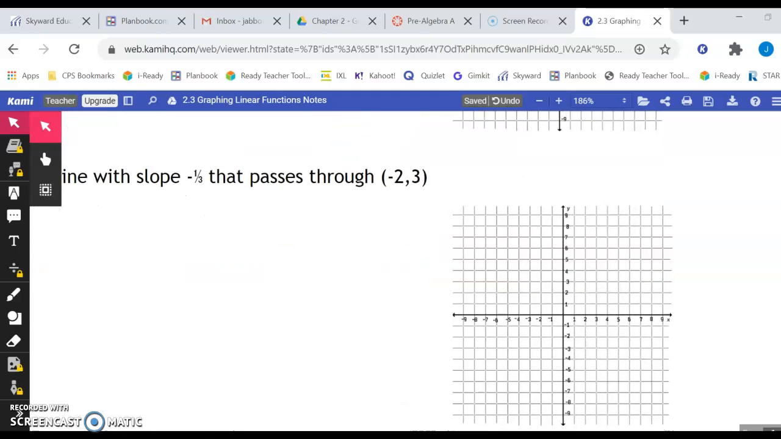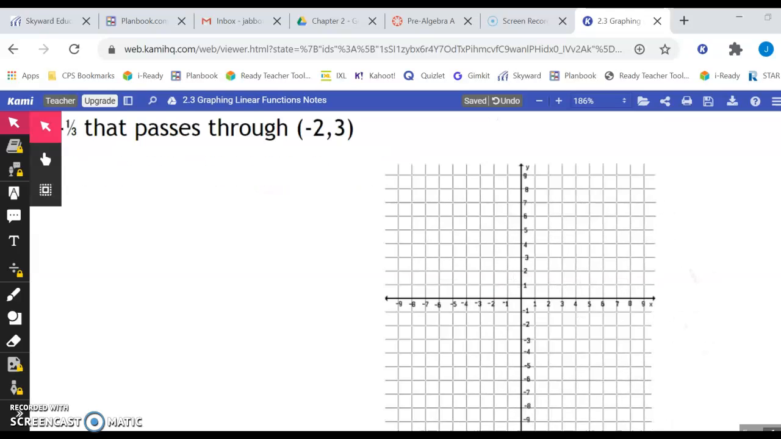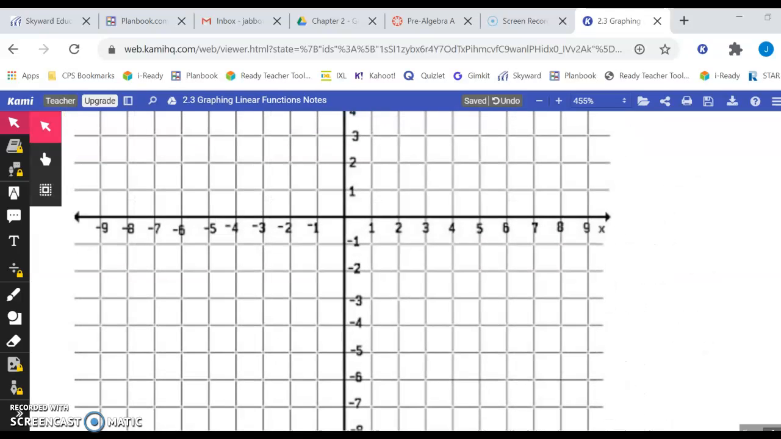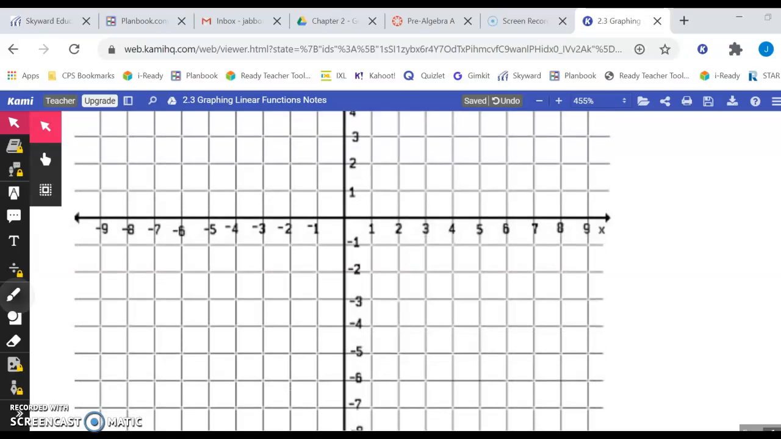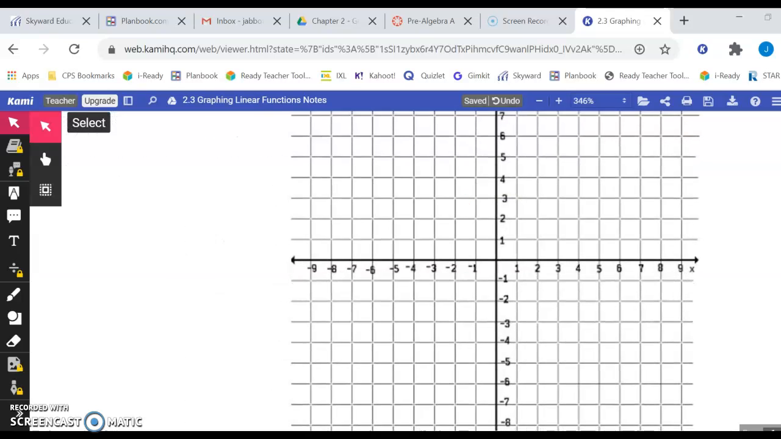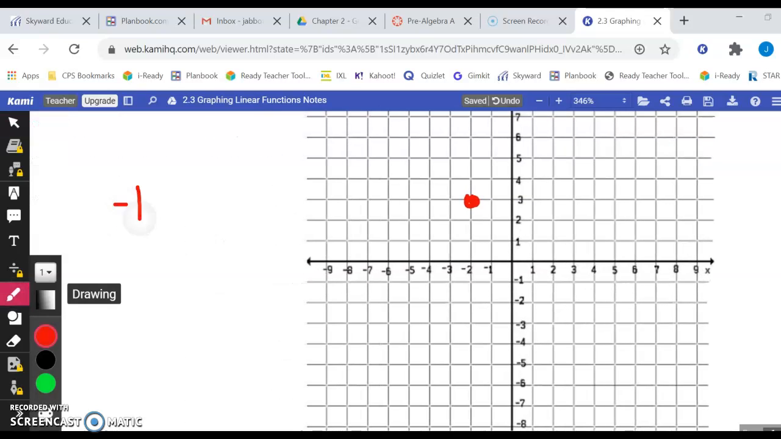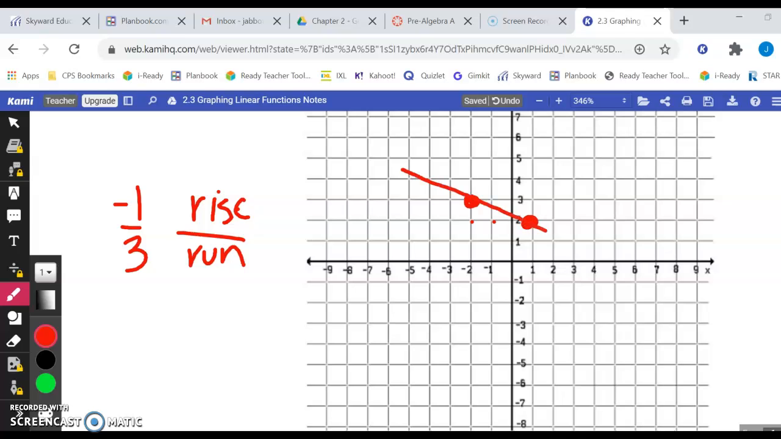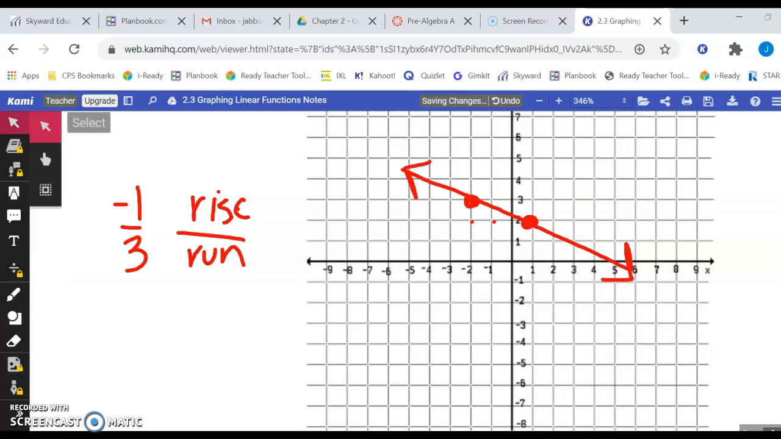For part B, the slope is -1/3, and it's going to pass through -2, 3. So go to -2, positive 3, and put a point. And our slope is -1/3. So our rise is -1. So that -1 rise means I'm actually going to go down 1. And then the 3 is run. That's a positive 3. So I have to run 3. 1, 2, 3. So that would be here. And we connect our two dots to make our line. And we are done.